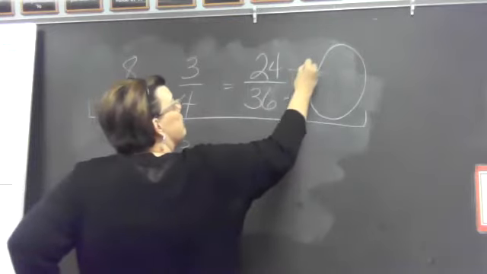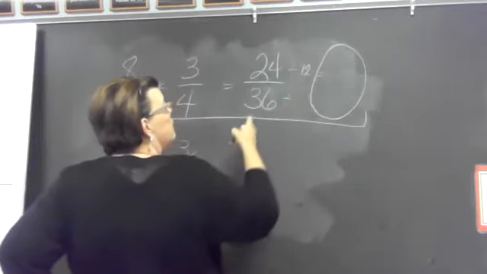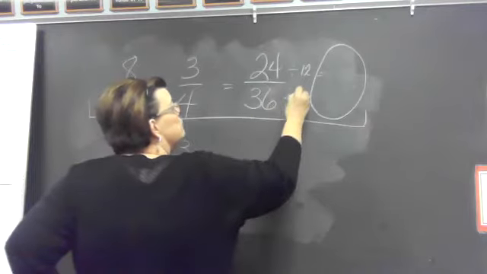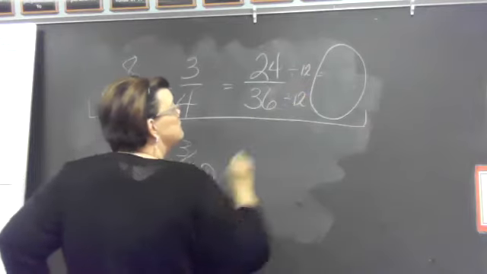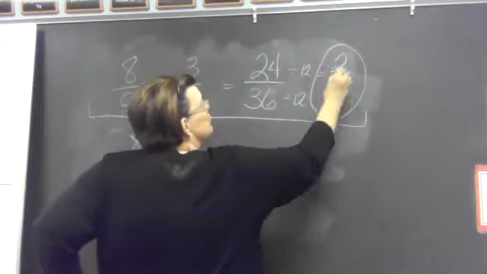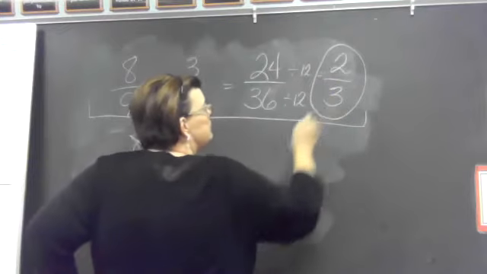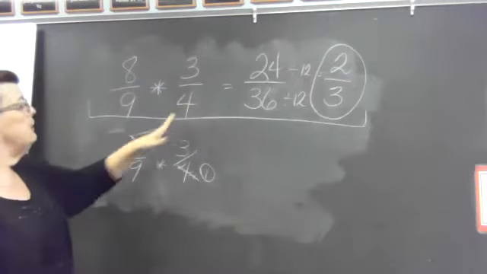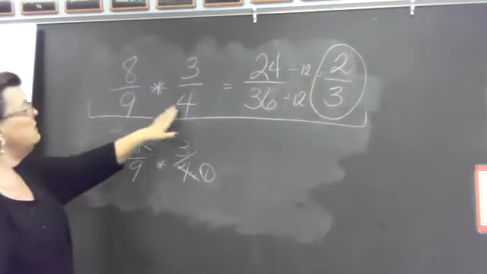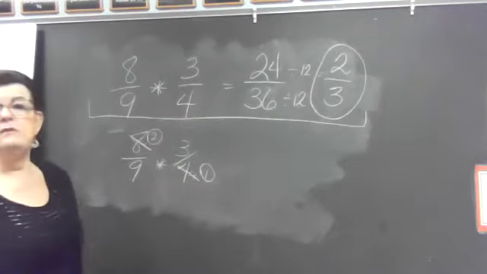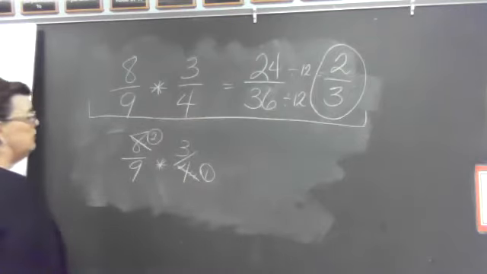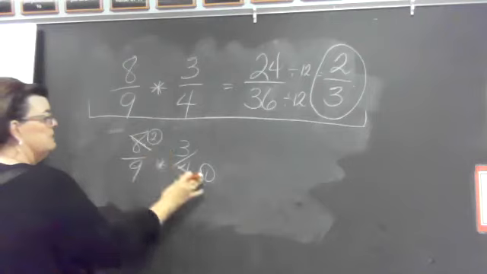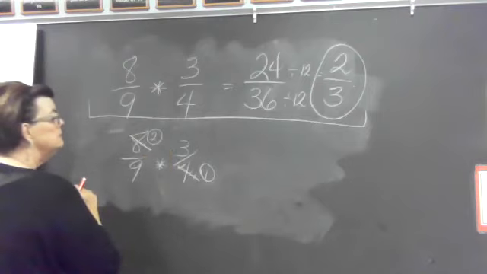24 will divide by 12. Now, 36 will divide by 12. Now we have 2/3, much better. On Monday, I don't multiply apparently. 9 times 4 is 36, not 27. I apologize. Okay, we're going to come back. This cross-canceling was correct.